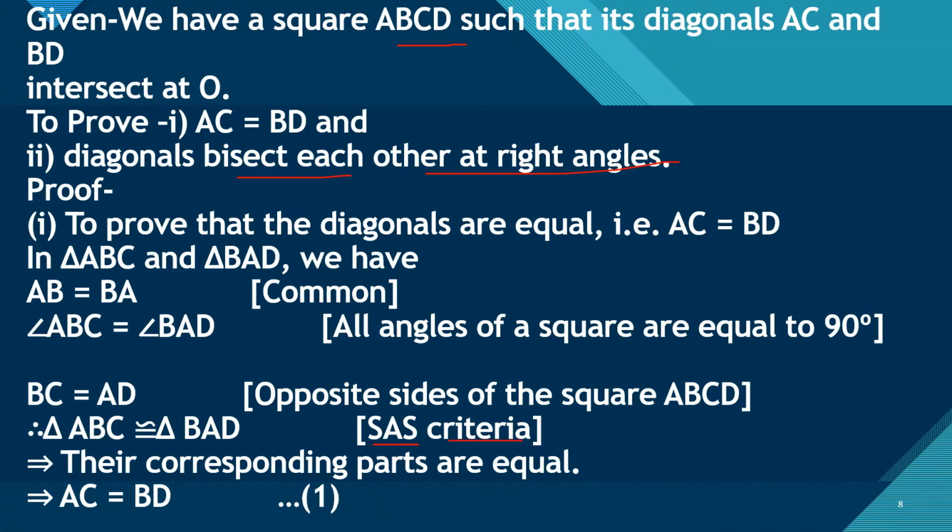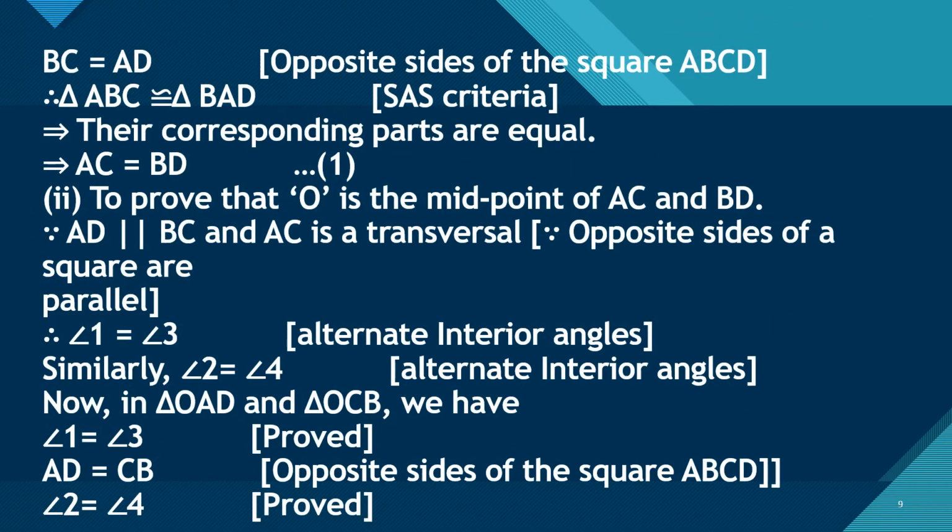So their corresponding parts are equal. AC is equal to BD. BC is equal to AD, opposite sides of the square ABCD. So therefore triangle ABC is equal to triangle BAD by the SAS congruence criteria.